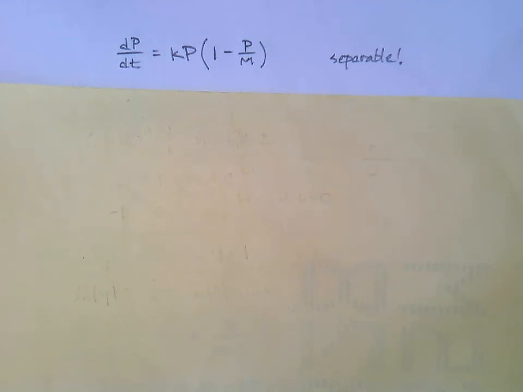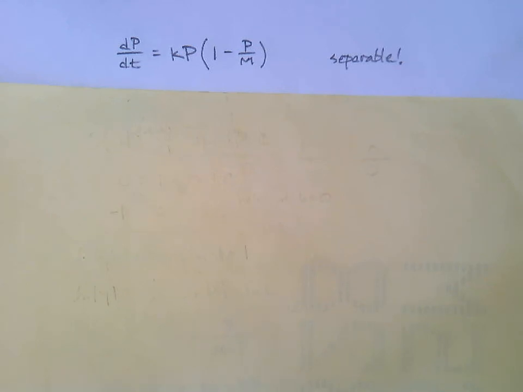Picking up right where we left off, let's look at that differential equation from the logistic growth model. Again, dP/dt equals kP times the quantity 1 minus P over M.